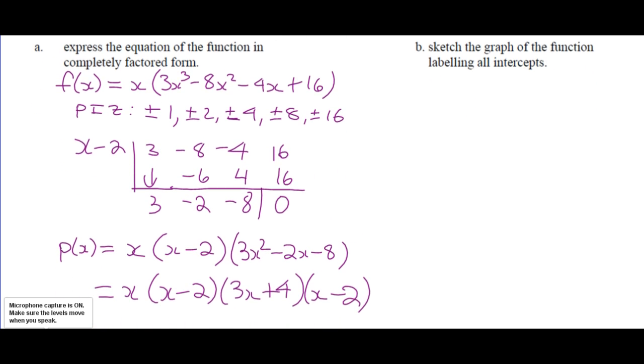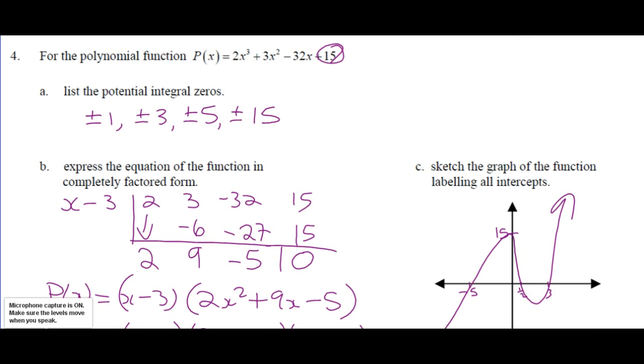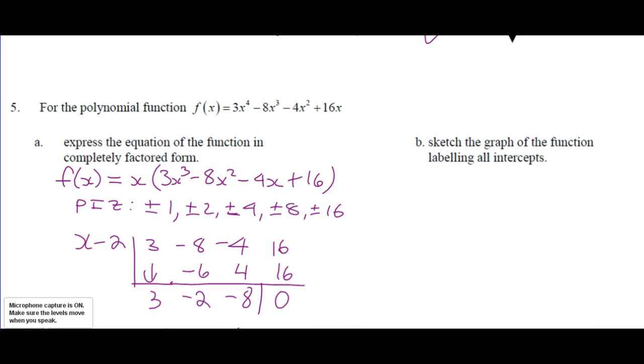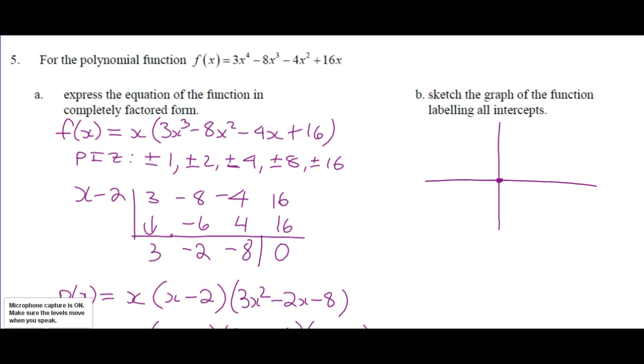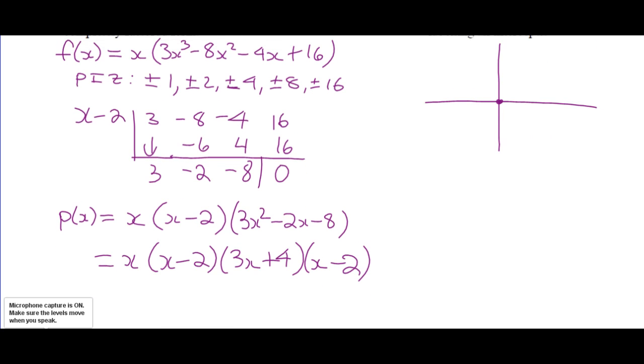Sketch the graph of the function, labeling all intercepts. What's the x-intercept? Oh, sorry, wait a second, that's the wrong question. What's the y-intercept? No, 0. Of the original function? No. This is the function, right? Here's your y-intercept. Okay, that's my y-intercept. It's also an x-intercept. See, it's this guy here. Okay, what are the other ones, what do we got? 2. Oh, and 2 again.